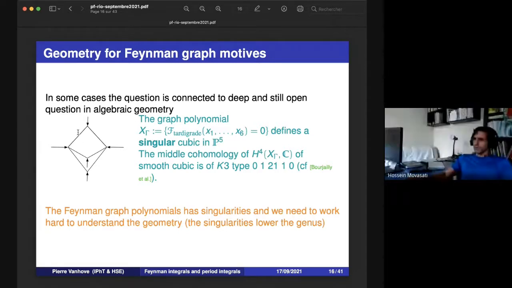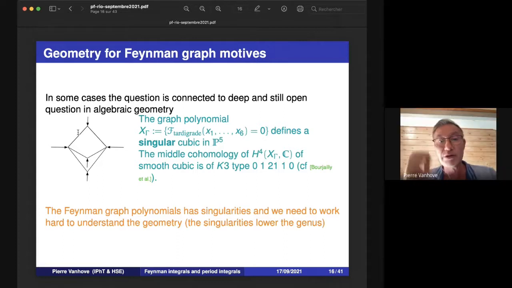F depends on these physical parameters, yes. So they depend on the physical parameters; this is a function. I am just writing the projective space variables to tell you. So, for example, for this graph, you get a cubic in P5, but it is a singular one.